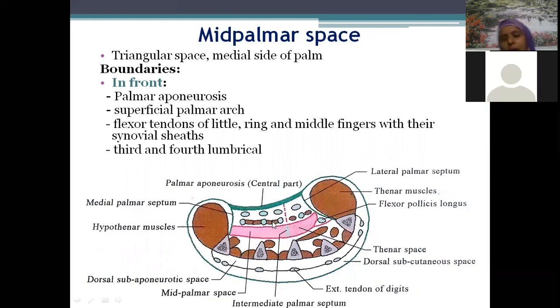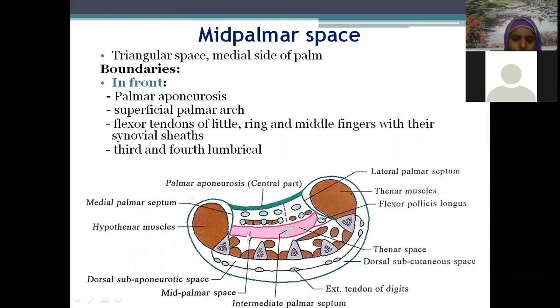Lumbricals. Now, that means this layout is of the superficial structures, and we are moving to the deep aspect. Below these lumbrical muscles, you are finding one space shown in pink color. This space is nothing but what you call the mid-palmar space.